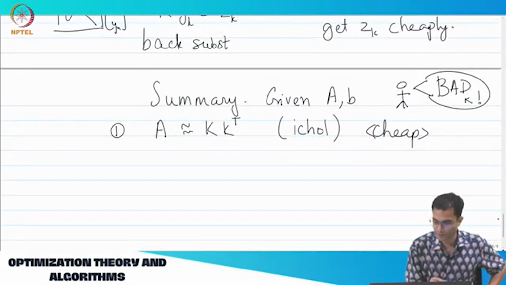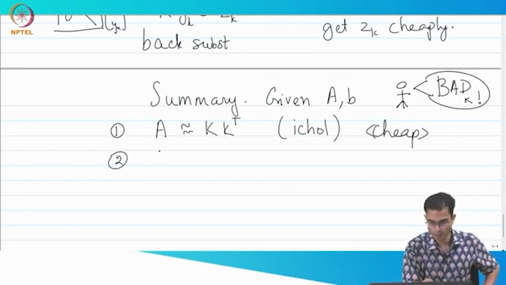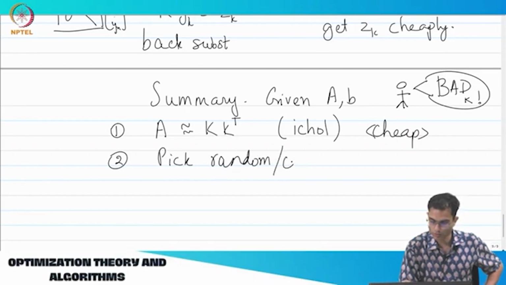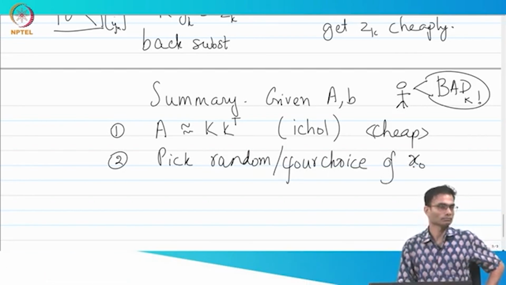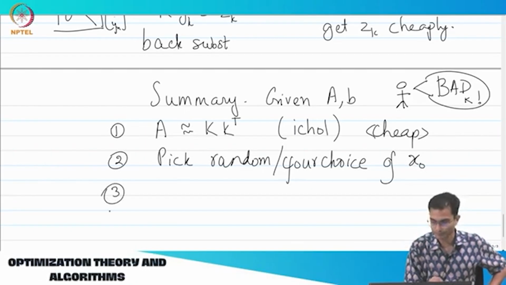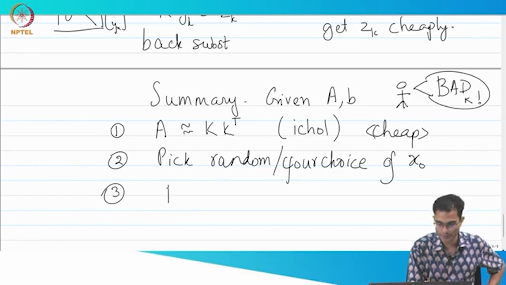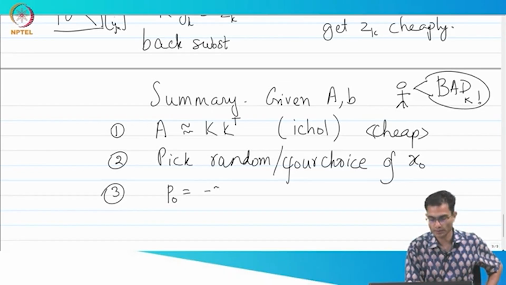Okay, so step 1 is this. Step 2, what do I do? I am going to pick a random, or your choice, of what? X naught. Fine. This is your wish. What would be the next step? I need to now move, right? So I need to get P0, right? P0 was equal to what? Minus Y0.